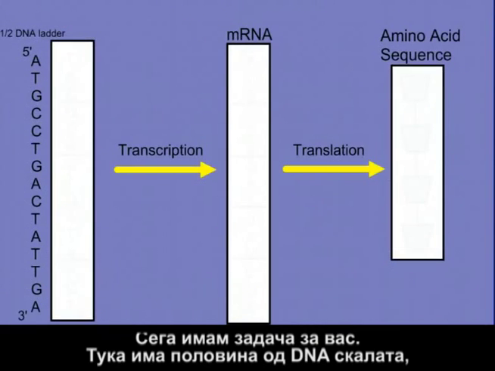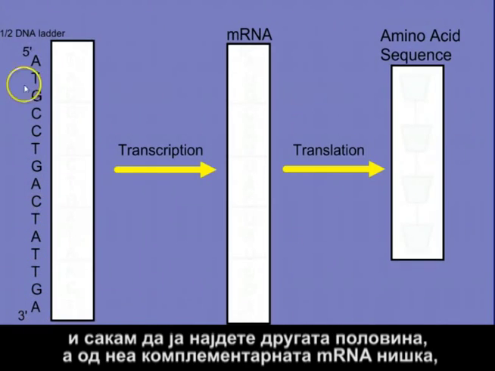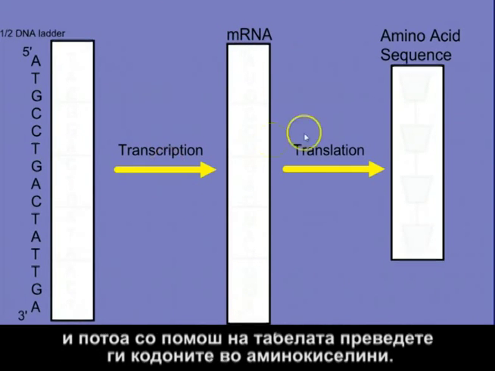So now I have a task for you, and you're going to need a codon chart to finish this. I've given you 1/2 of a DNA ladder here, and what I want you to do is 3 things. First, I want you to give me the other half of the DNA ladder and put it in this box here, and then use this as the template to build your complementary messenger RNA strand during transcription, and then get your codon chart out and translate this messenger RNA strand that you made into an amino acid sequence.